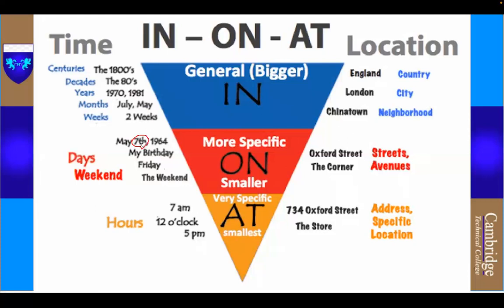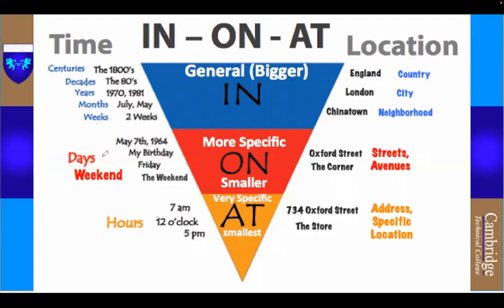So here you see 7th. Even though we have May, a month, we start with the more specific, because we have days here. So we say the 7th of May, so we need to use on. Clear? If you find May 7th, 1964, we have the month, then the day, then the year. We say on May 7th.